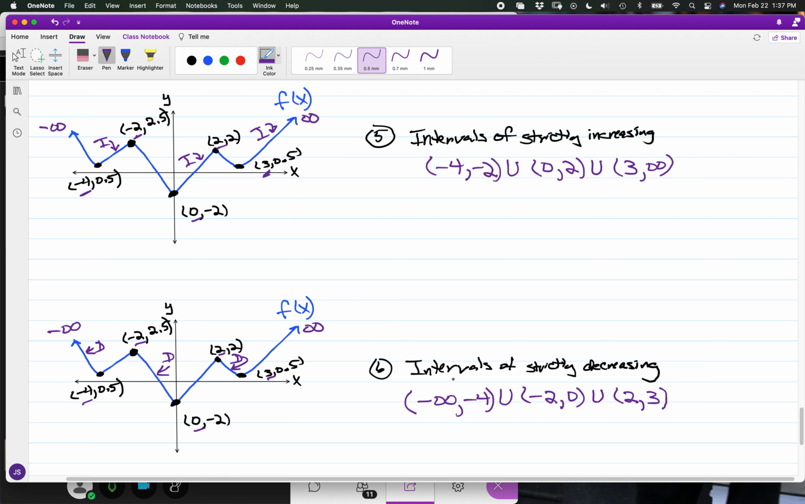And so for the interval notation, you're referencing just the x values involved, not the ordered pairs in x and y. So these would be what we have for the intervals of strict increase and decrease.